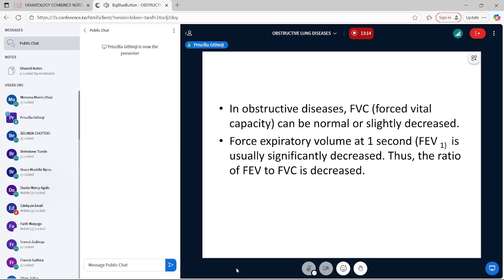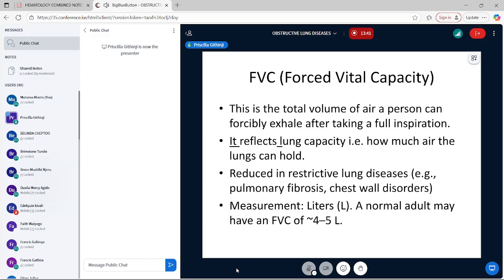And then we have another test called forced expiratory volume at 1 second. So if we force you to breathe out the air that you've taken in within 1 second. In patients who have obstructive diseases, this is usually decreased because there's something obstructing air from coming out. And when you do a ratio of your FEV1 to FVC, it's usually decreased, and I'll demonstrate this. So let's look at these tests in more detail.